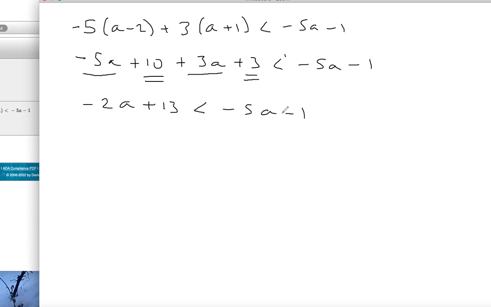And then here, I want to get letters to one side and numbers to the other. With the inequalities, people have a really hard time if they write it backwards. So for these, I pretty much always tell people to get the letters on the left-hand side and the numbers to the right. So I will do that and follow my own advice. So we got plus 5a right there and plus 5a right there. And that's going to give me 3a plus 13 is less than negative 1.